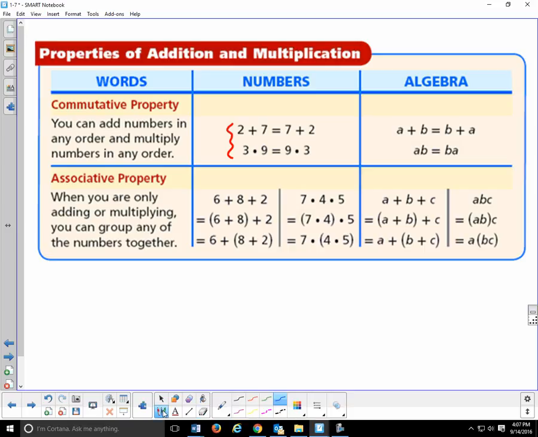Associative property. When you associate with people, you hang out with them. Those are people you associate with. You like them, not necessarily, but at least you hang out with them. You spend time with them.